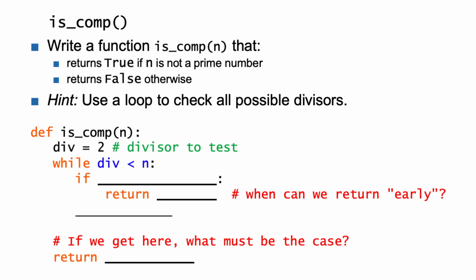Here's the code filled after the first blank. Notice that when you divide n by the divisor and the remainder is 0, then we can simply return true, since there is at least one factor that divides n that is other than 1 or n itself.